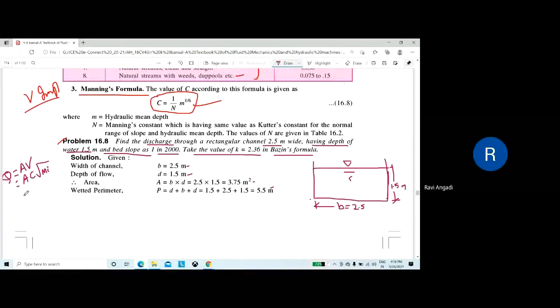Yes, sir. Then in this one, is the value of C given or not? We have to find it out. How will you find it? By using the Bazin formula. What is the Bazin formula? Tell me.